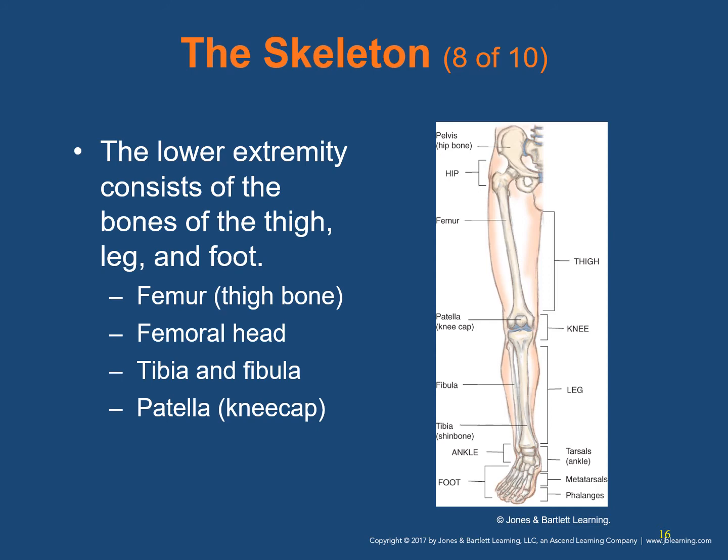The lower extremities consist of the bones of the thigh, leg, and foot. The femur, the thigh bone, is a long, powerful bone that connects in a ball and socket joint at the pelvis and in a hinge joint at the knee. The femoral head is a ball-shaped part that fits into the pelvis, connected to the shaft by the femoral neck. The femoral neck is a common site for fractures, especially in the older population.